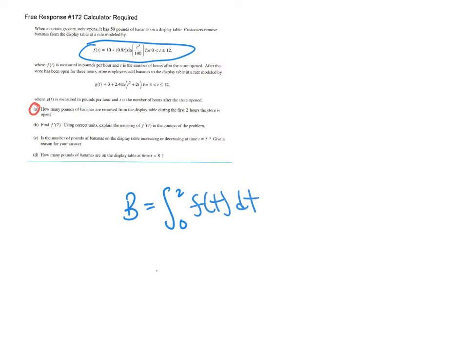I've already done that. And sure enough, I came up with 20.051 pounds. Remember, we want to write our answers to the thousandth, so 3 decimal places. So 20.051 pounds of bananas. That's what we're talking about here. And this is an accumulation of the bananas that are being removed by the customers.